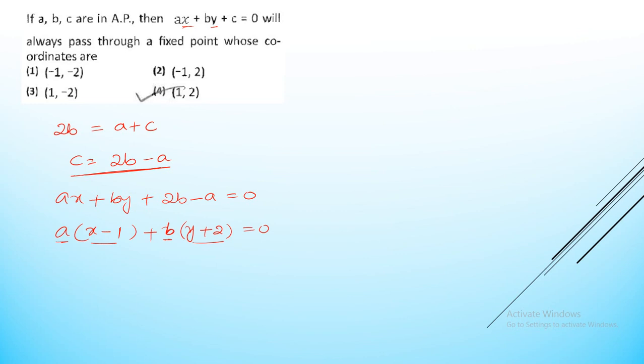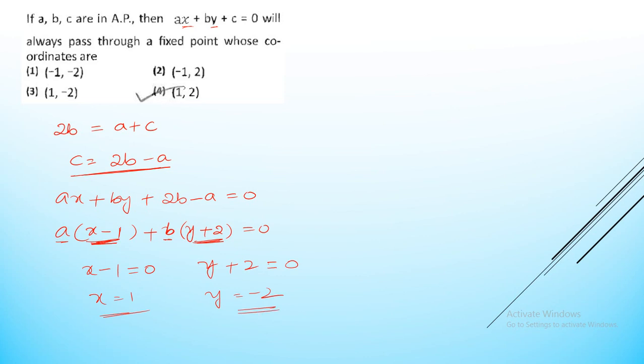That means here we are getting two line equations. So this is one line and this is another line. So if you find the point of intersection of these two lines, that means it always passes through the point of intersection of these two lines. So if you want to find the point of intersection of two lines, then what I need to do, x minus 1 is equal to 0 and y plus 2 is equal to 0. So from this clearly x is equal to 1 and y is equal to minus 2.